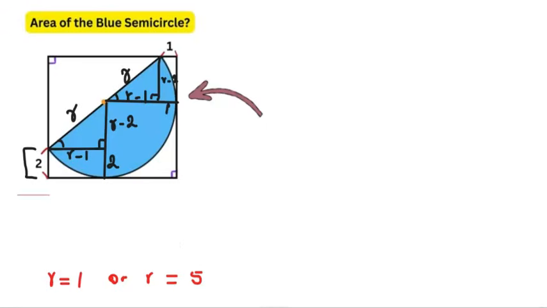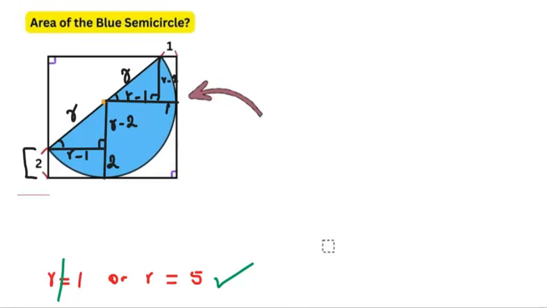Now, let us use one of the sides of this right triangle. So r minus 2, if r is equal to 1, then this is going to give us a negative value, and that's going to be very wrong because we are dealing with the sides or the lengths of a shape. And also r minus 1, if r is equal to 1, this will give us 0, and we know the length can't be 0. Therefore, this is not our solution. r is equal to 5 is our solution.